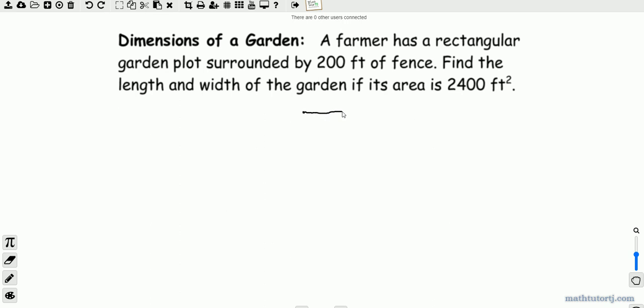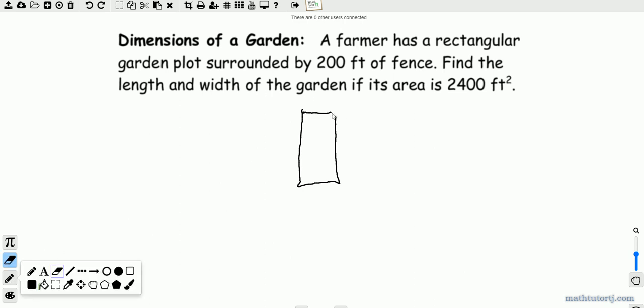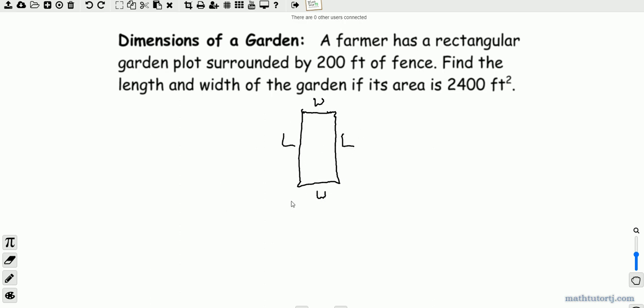My rectangles are always a little slipshod here, but I'm a mathematician, not an artist. I really should be able to draw a decent rectangle by now. I've been doing this for years, but all right, there we go. And it's some width and it's some length. And we know that around this, whatever these lengths and widths are, they equal 200. So at this point, I have two L's plus the two W's, and they equal 200.